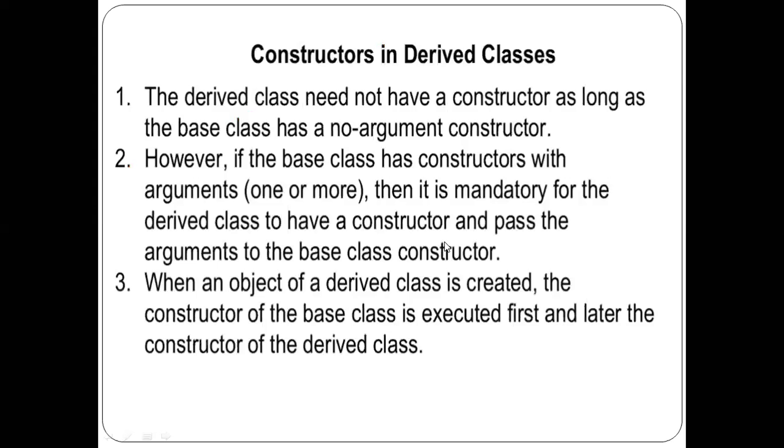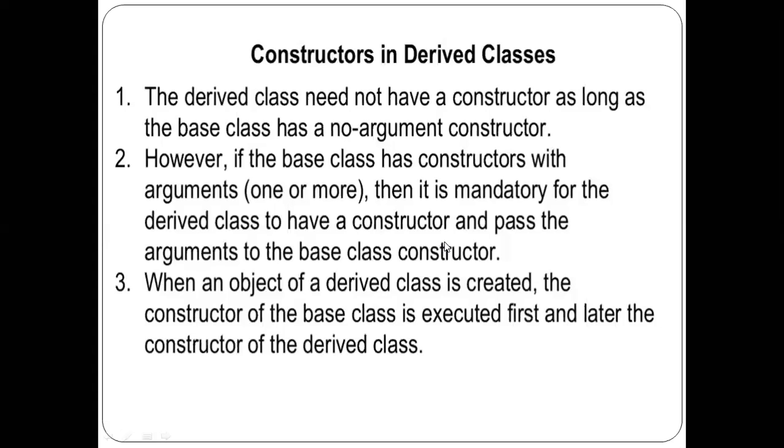Now, these are some important points related to the constructor that we need to remember specifically for derived classes. If I'm talking about single inheritance, a derived class need not have a constructor as long as the base class has a no-arguments constructor. We are going to see that also: constructor with arguments and constructor without arguments. If the base class has a constructor with arguments, then it is mandatory in the derived class also to pass the arguments.